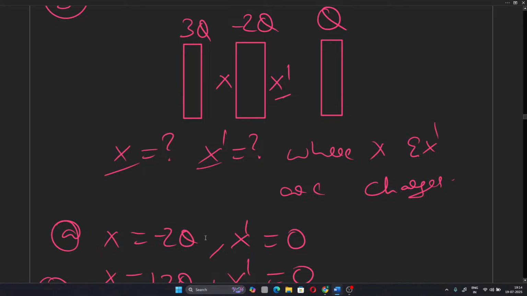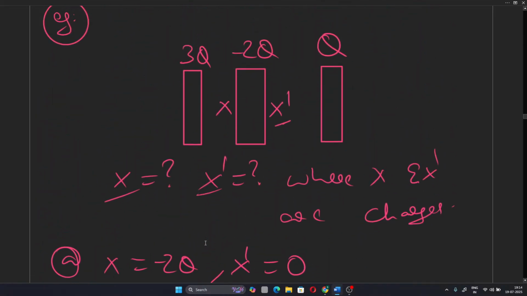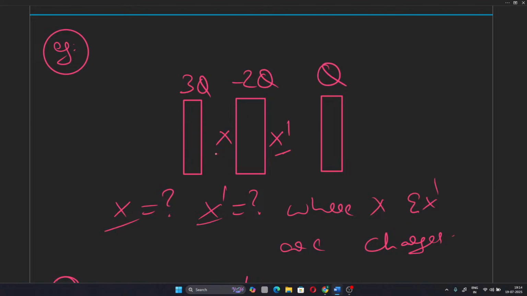The question was, there are three rods here, each having charges of 3q, minus 2q and q, and this is the middle charge. Due to induction, they're asking what the charges x and x dash are. I was going through the elimination method first. Obviously this charge and this charge should both be negative, at least almost negative, otherwise neutral, because this 3q is greater than q. X will never be lesser than 0.